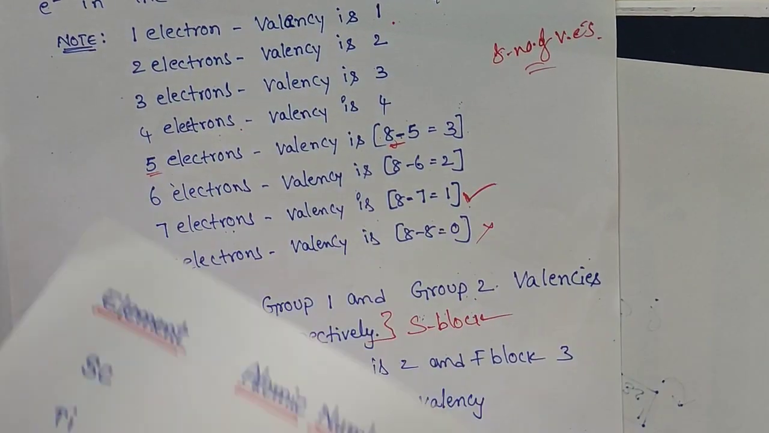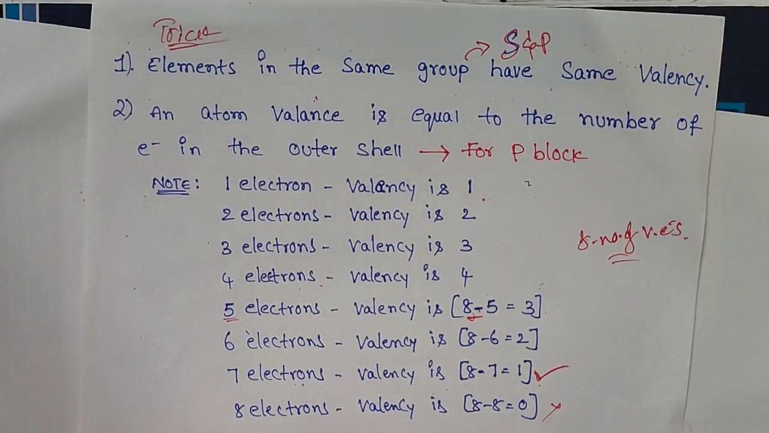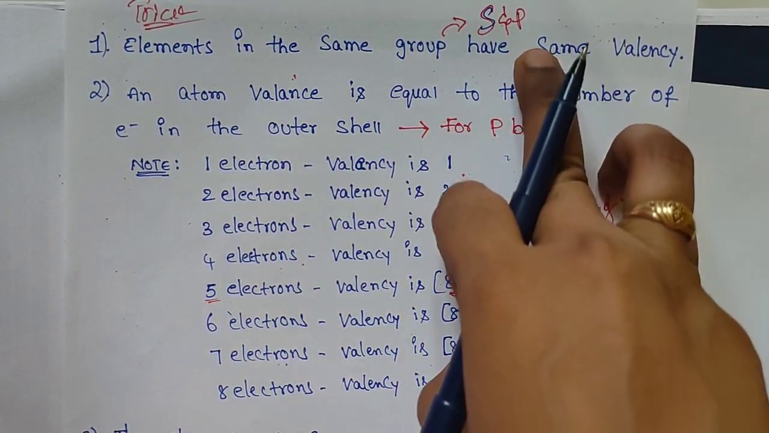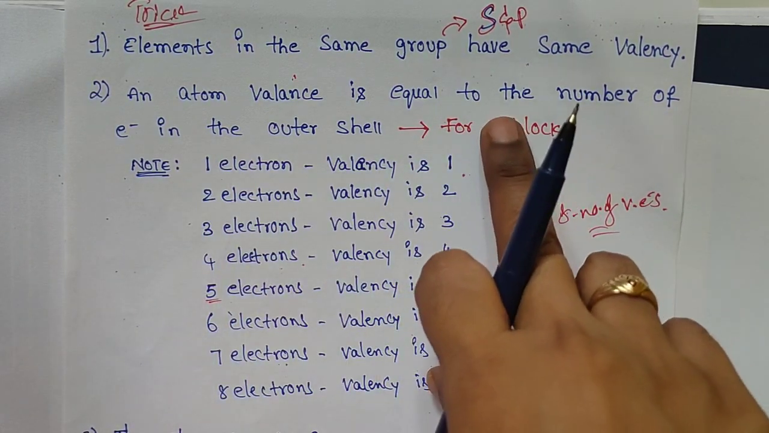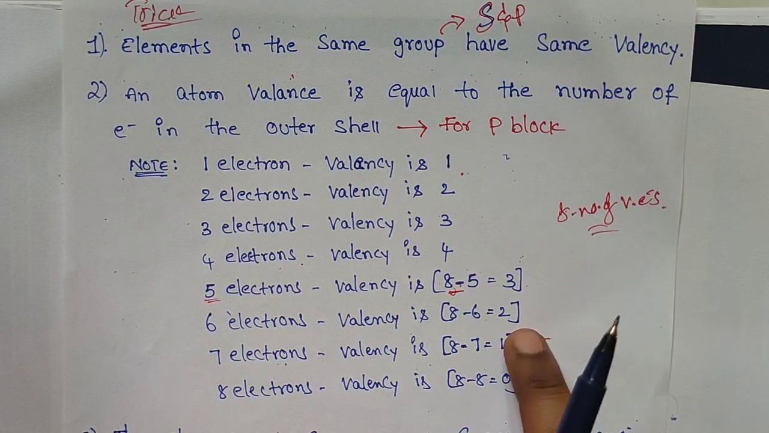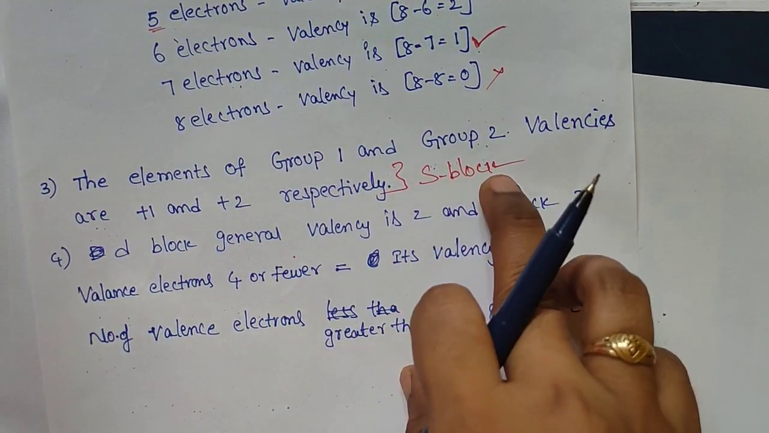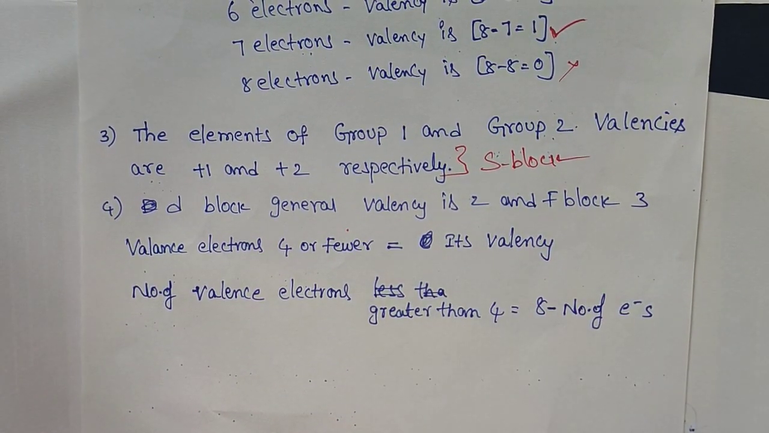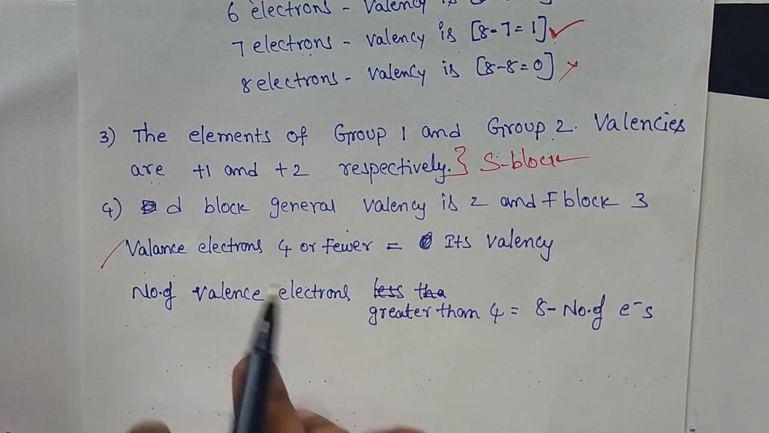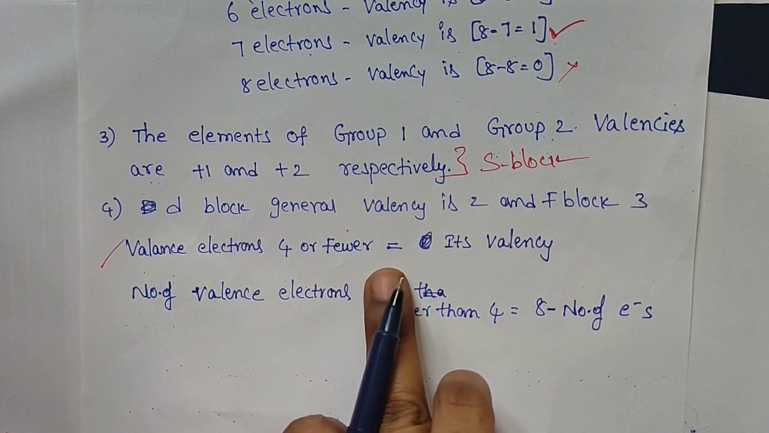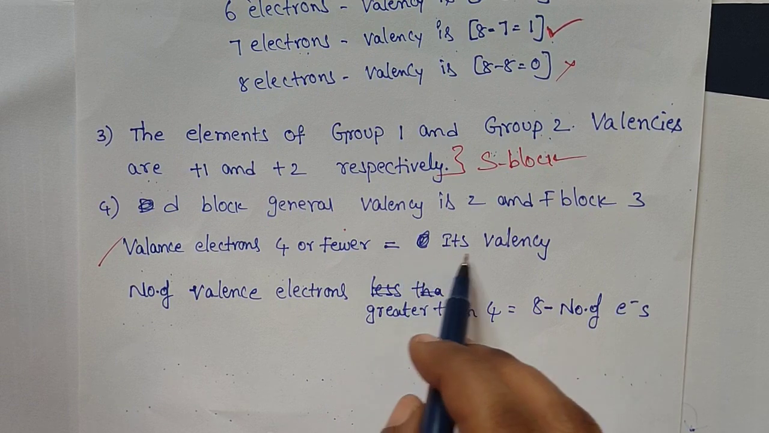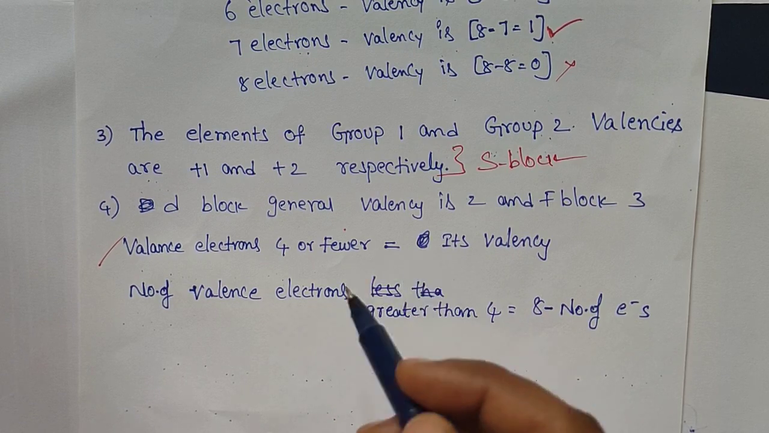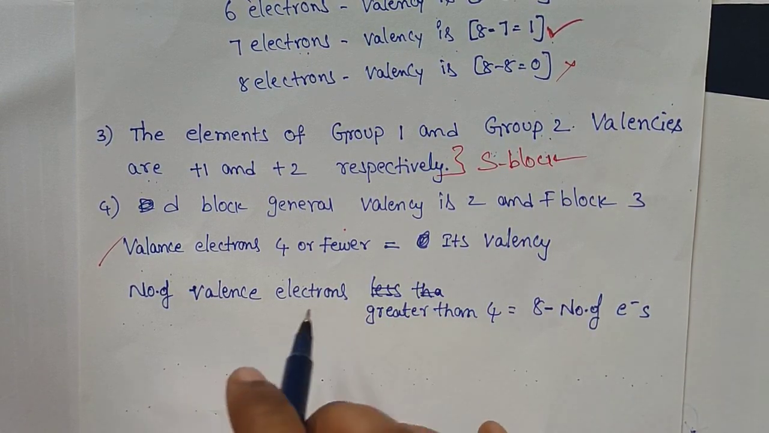See here what we discussed, students. Let us recall. First we discussed some tricks for finding elements in the s and p orbitals. Next, these are the tricks to find the valencies in the p orbital. Then the s block we already discussed. Next, this is also one of the tricks to find the valencies. If the valency electrons are 4 or fewer, that is equal to its valency. This is one of the rules.